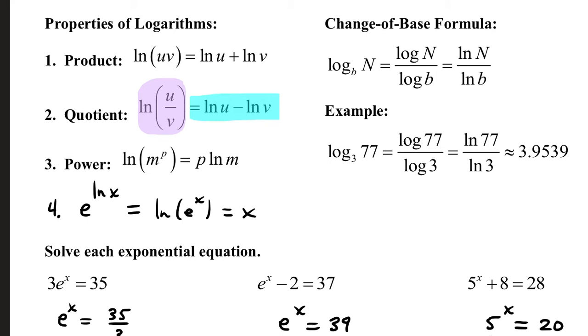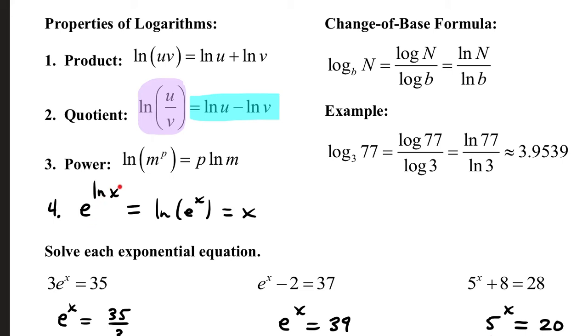Quotient rule: the logarithm of a quotient can be expanded as the logarithm of the numerator minus the logarithm of the denominator. Power property: natural log of a term to a power. You can move the power to the front and multiply it times your logarithm. I went ahead and inked in a fourth specifically for problems below.